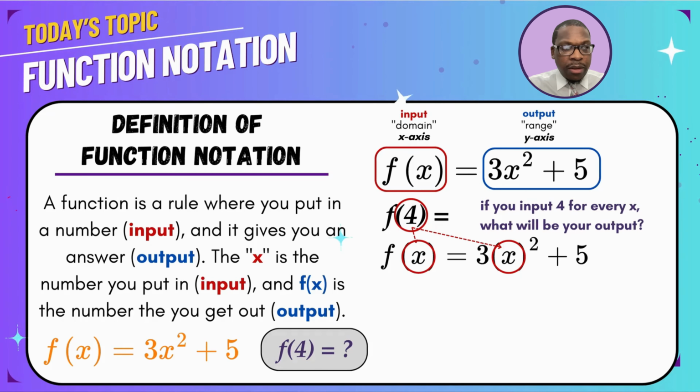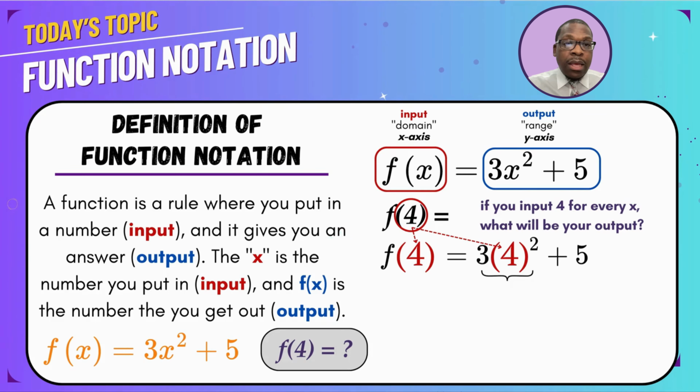So at this point, every time we see x, we're going to replace it or input the number 4. So let's do that now. Every time you see x, input 4. We see an x, we replace it with a 4. We see another x, simply replace it with a 4. Be sure to include it with parentheses. Now at this point, we just need to solve and do our math work.